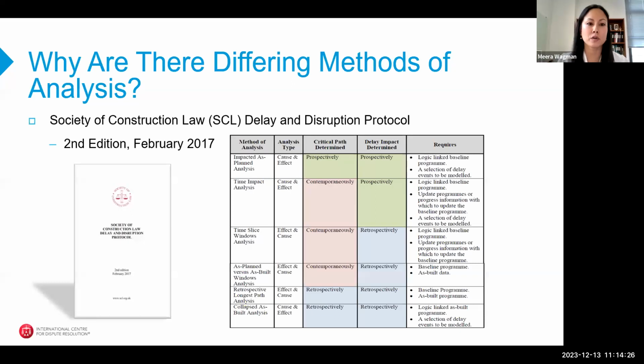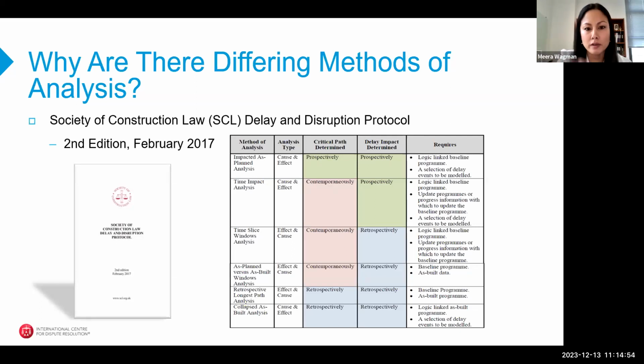It could be what the contract requires. It could be the timing of the analysis, when the analysis is conducted. It could pertain to the size and complexity of the project. More complex projects are more suitable to use different methods than very simple projects. And very much so, the availability of schedules and project records will help determine what method you can actually implement. A couple of key points to note, though, about the types of analyses.